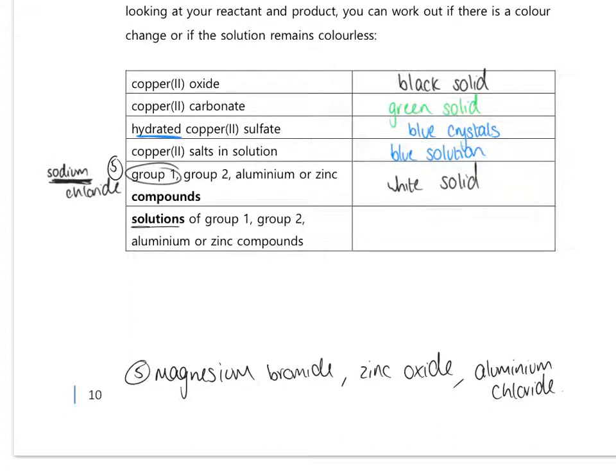When we dissolve those compounds, so when we dissolve compounds of group 1, group 2, aluminium or zinc, the ones we've just been talking about, they dissolve in water to give you colourless solutions.